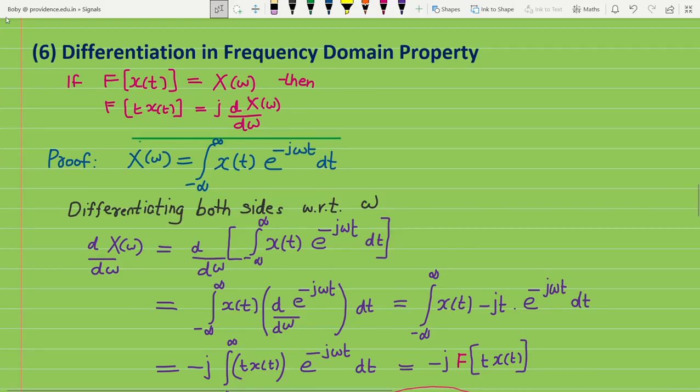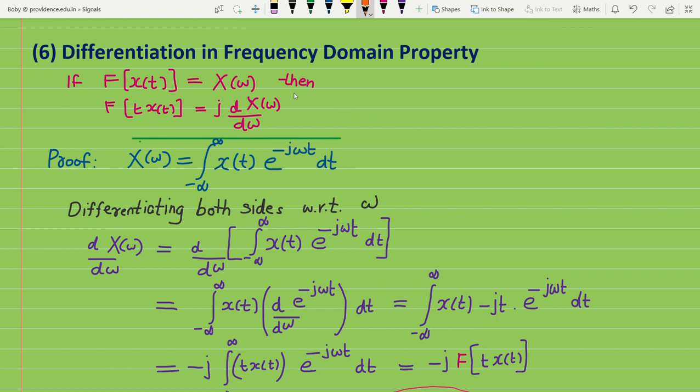Dear students, welcome back. So we have been discussing the properties of the Fourier transform. Now let us see the next property, that is the differentiation in frequency domain property. That is, if the Fourier transform of x of t is equal to X of omega, then the Fourier transform of t into x of t is equal to j into d by d omega of X of omega.